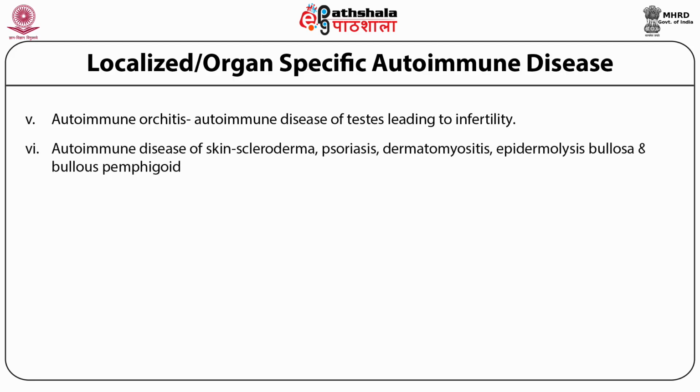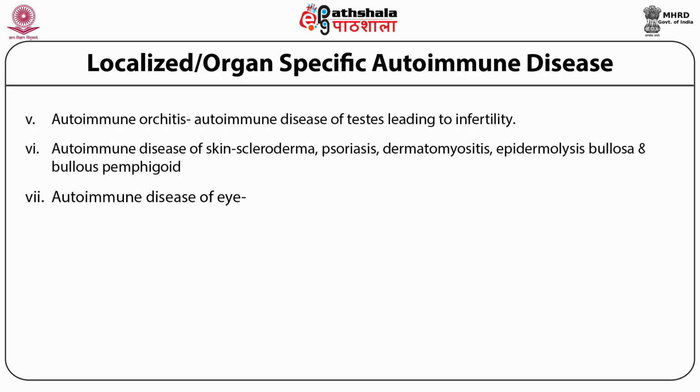Autoimmune disease of skin. There are many different types of skin-related autoimmune disorders, including scleroderma, psoriasis, dermatomyositis, epidermolysis bullosa, and bullous pemphigoid. Rosacea is a skin disease that can cause redness of the forehead, chin, and lower half of the nose. This is caused by chronic inflammation of body tissues due to autoimmune disorder.